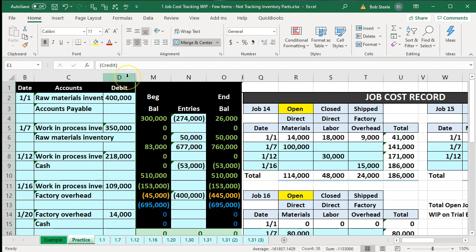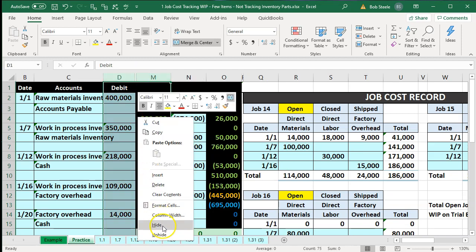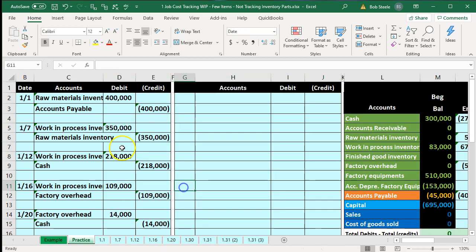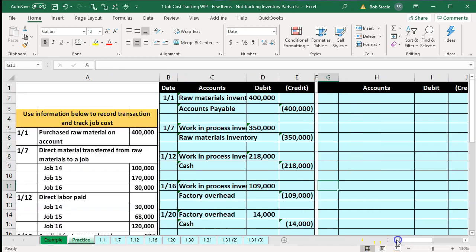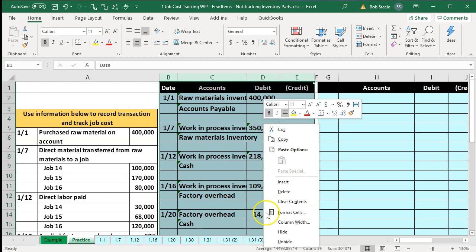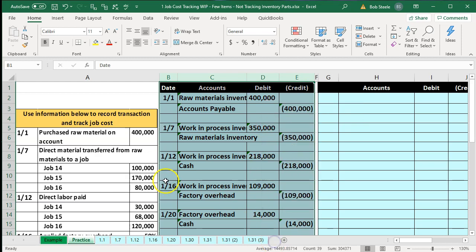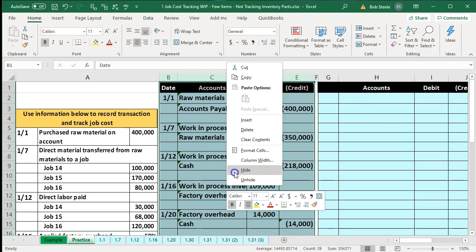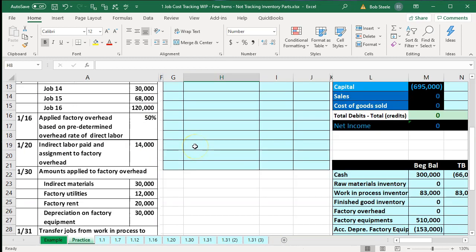Oh, I think I hit it. I'm going to do this again. D to M, let go, right click, and unhide, not hide. And then I'm going to hide the first cell. So I'm going to hide from B, left click on B, all the way to, let's go to E, let go, right click the selected area, and hide. Now I hit unhide, hide. Okay. So now we're going to go to the next one.